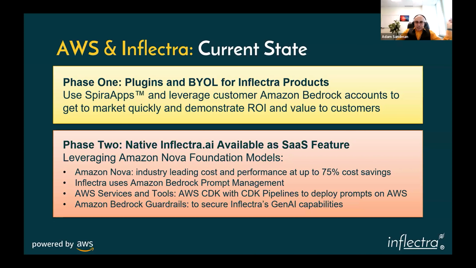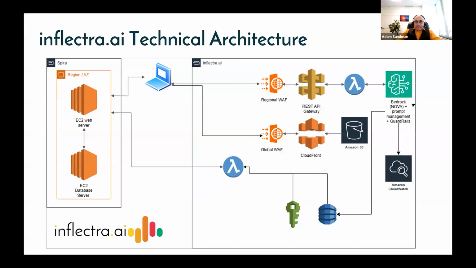We're also using a lot of native Amazon services as well. Let's talk about the architecture briefly. This is, again, for those on the techie side. If you want to screen grab this, this is how we're delivering Inflectra AI. There's two things I would think are of interest here.